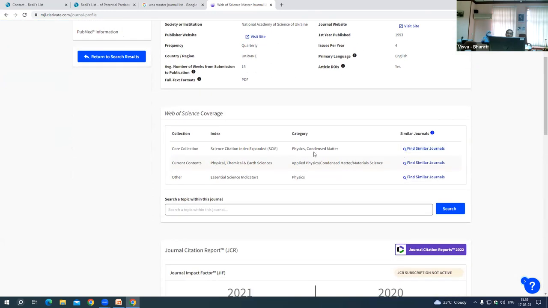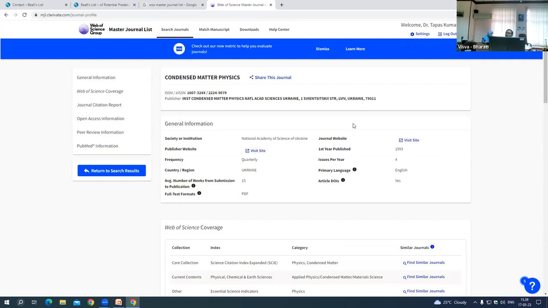Another piece of information we can find from here: if we click on this option, find similar journals, then we can find and access similar journals from here. So in this way, we can select a particular journal suited to our manuscript.